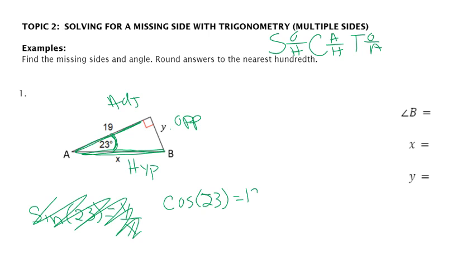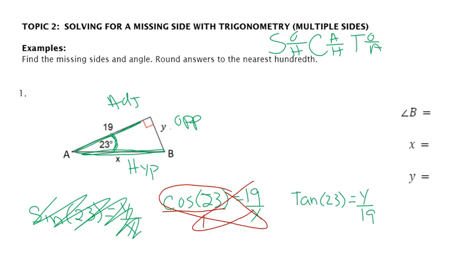is 19 over x. And if I was to do tangent of 23, you would have y over 19. So I could actually use trig to solve for both of these. I don't have to, but again, I'm going to show both with trig just so you can see the example, or get more practice with it. So if I solve for x here, I have x times cosine of 23 is 19. I'm now going to divide by cosine of 23. And for x, when I do that, I'm actually going to get 19.55.